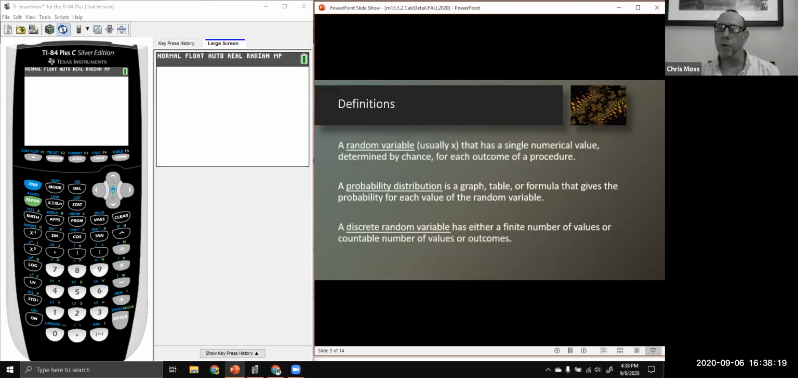It has a single numeric value determined by chance for each outcome of a given procedure. If that seems confusing, think about the number of boys in 10 births, or the number of times you're going to see snake eyes if you roll a pair of dice 30 times, whatever the case might be. The probability distribution is a graph or a table or a formula that gives the probability for each value of that random variable. So you have the value of the random variable and the probability that that value appears in the processing of this procedure.